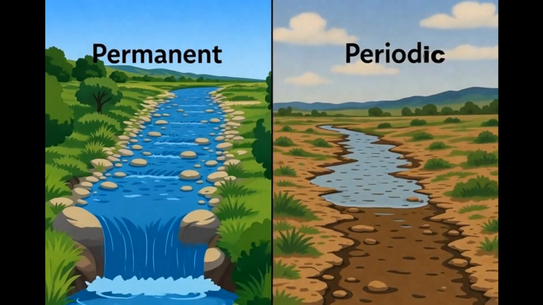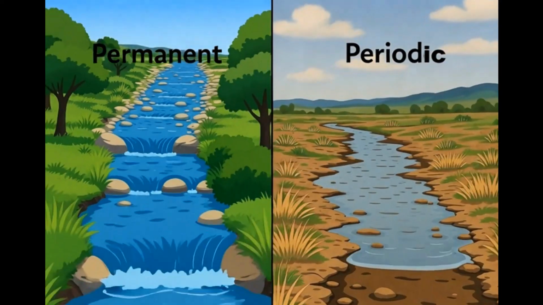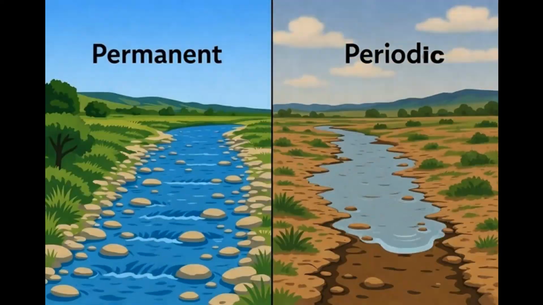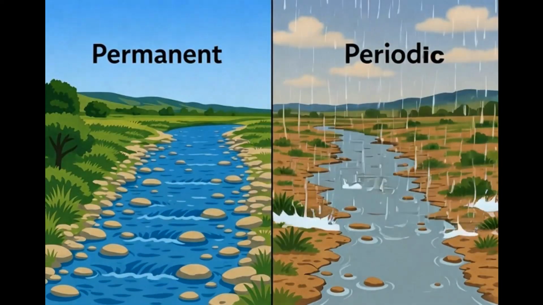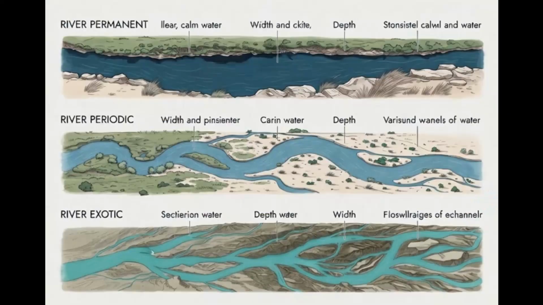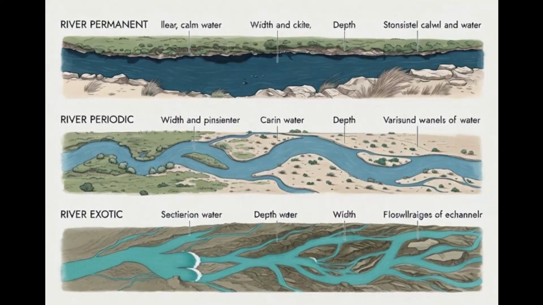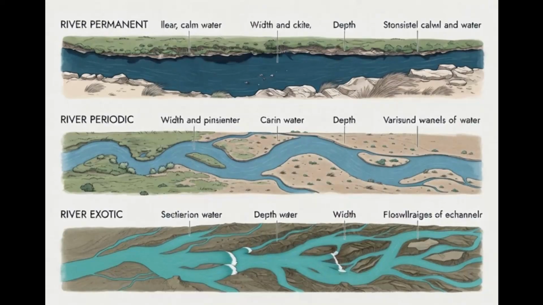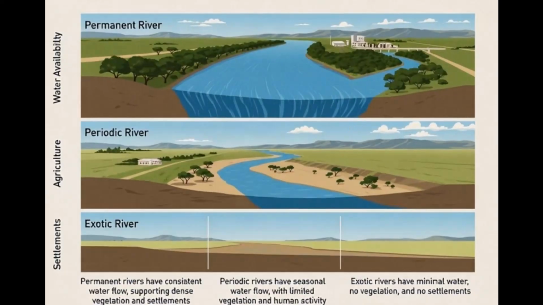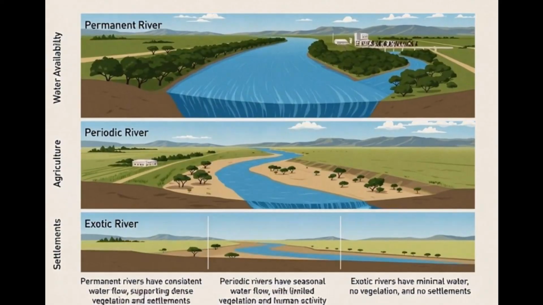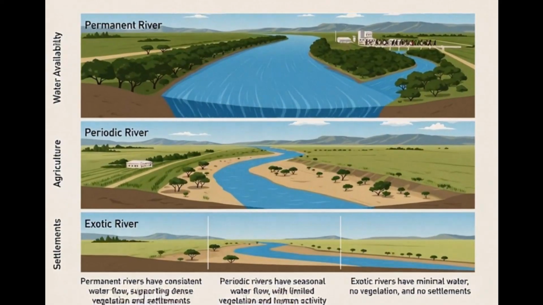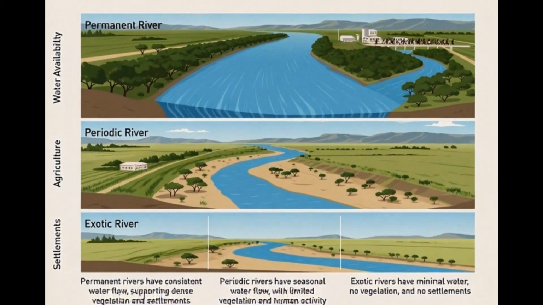Rivers vary by flow. Permanent, periodic, episodic, and exotic rivers have different characteristics. Permanent rivers flow year-round, while periodic rivers flow only in wet seasons. Episodic rivers flow irregularly after heavy rains. Exotic rivers originate outside arid regions and flow into drier areas. Identifying river types helps explain water availability, agriculture, and settlement patterns in South Africa.